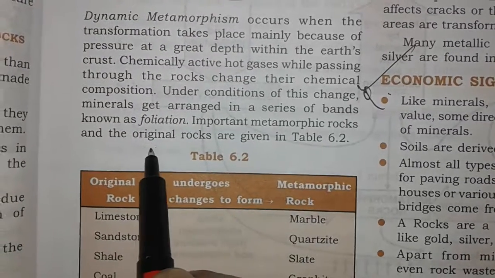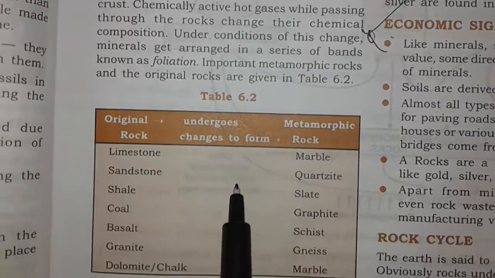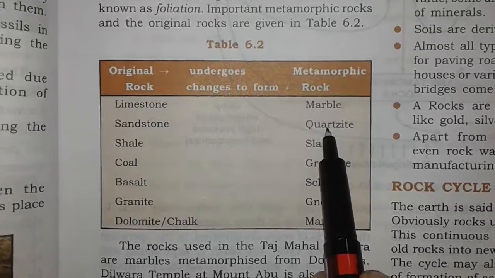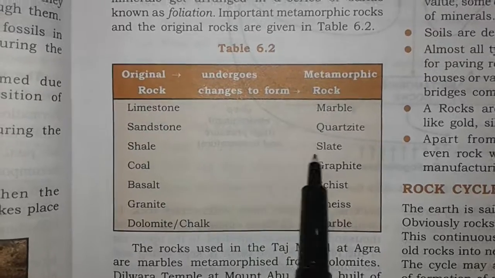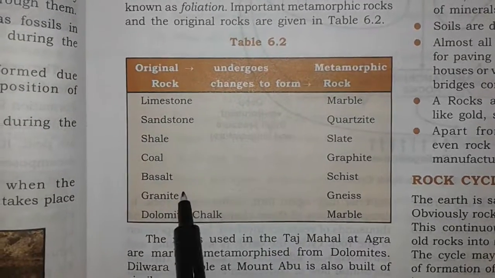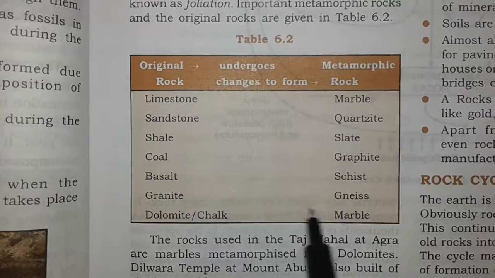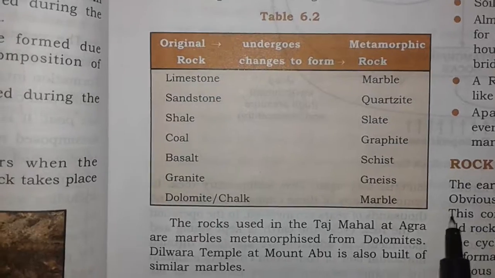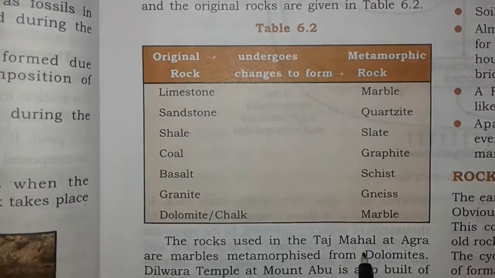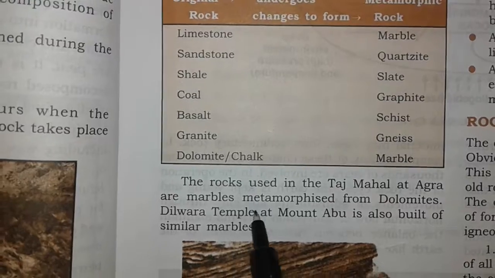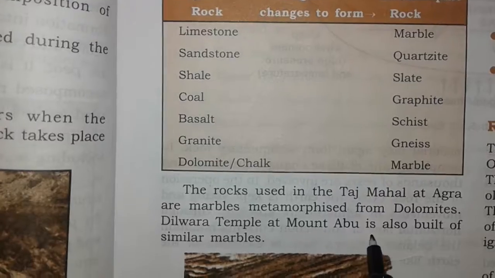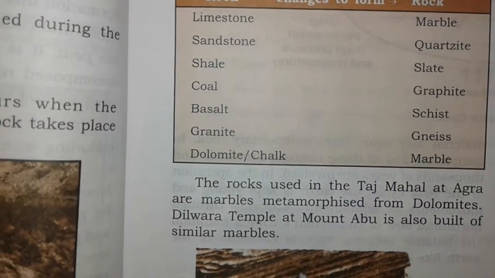Important metamorphic rocks and the original rocks are given over here. See children, limestone after metamorphism will turn into marble. Sandstone, quartzite, shale, slate, coal, graphite, basalt, schist, granite, gneiss, dolomite or chalk into marble. Metamorphism occurs. The rocks used in the Taj Mahal at Agra are marbles metamorphosed from dolomites. Dilwara temple at Mount Abu is also built of a similar type of marble.